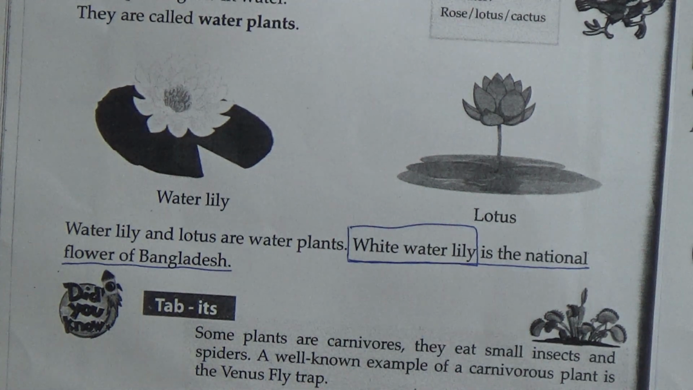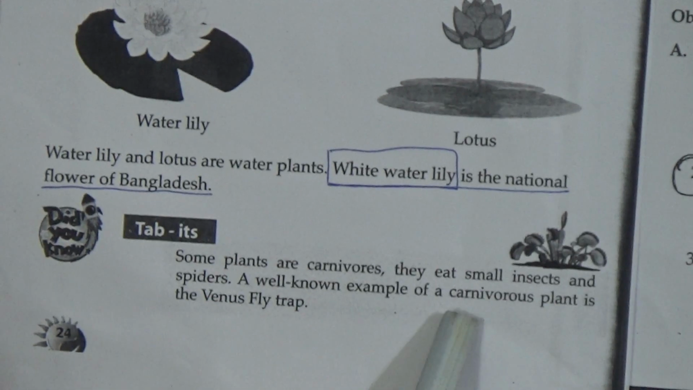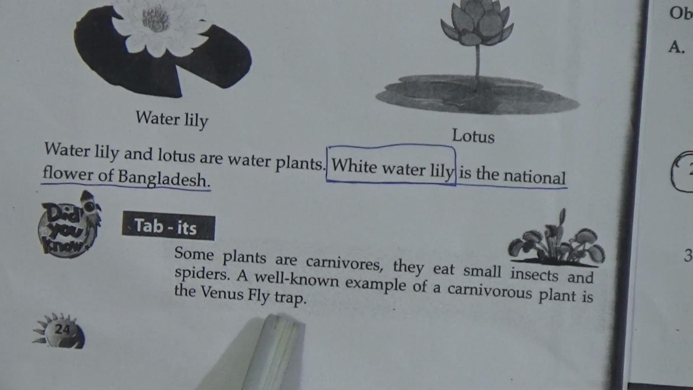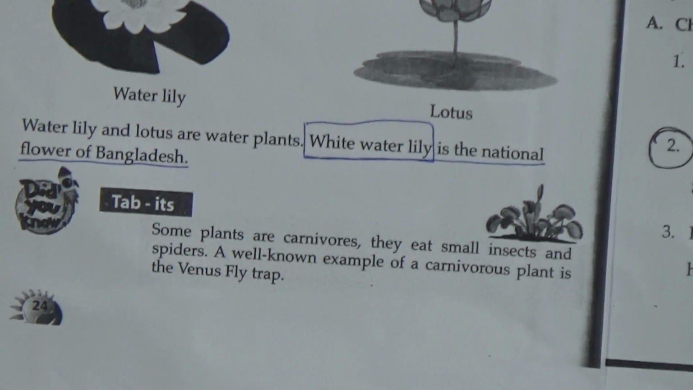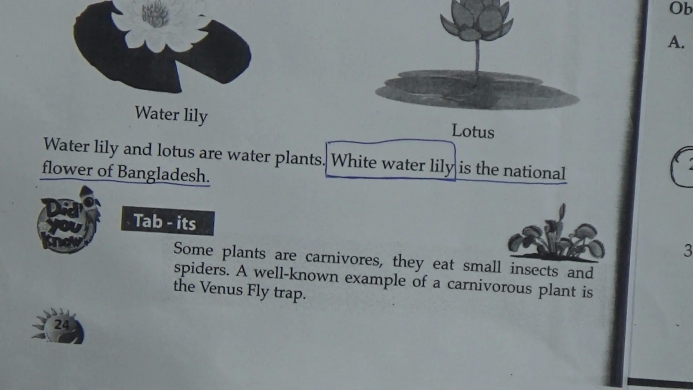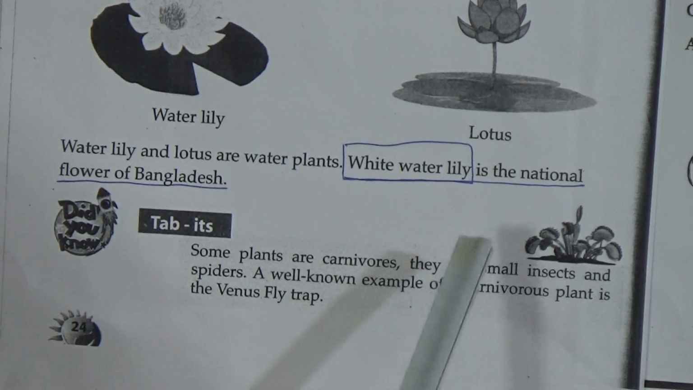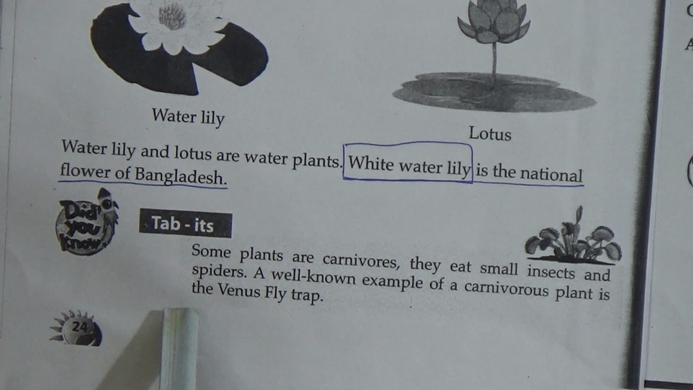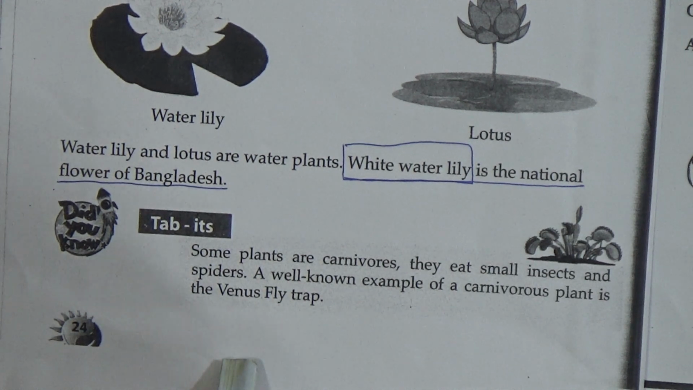Now, we go here. Some plants are carnivores. They eat small insects and spiders. A well-known example of a carnivorous plant is the Venus flytrap. That means they eat insects or other things like bees, mosquitoes and ants.